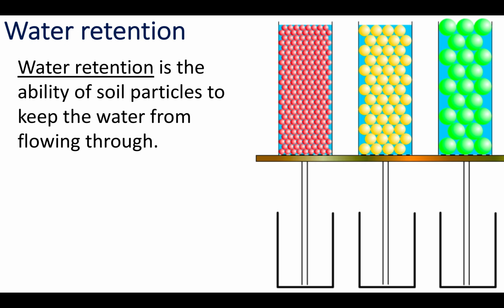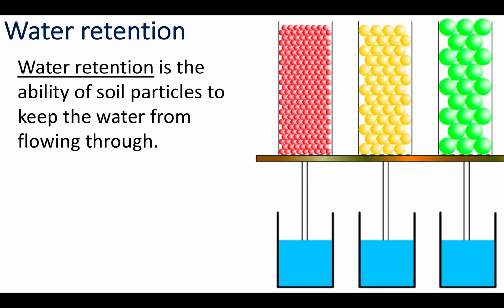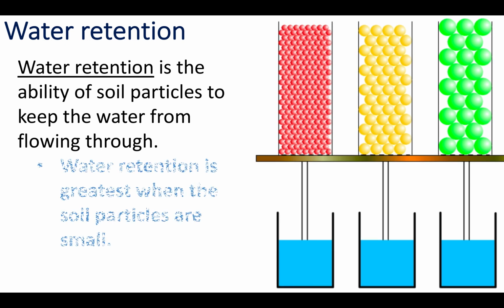So if we take a look at this animation, I want you to focus now on water retention. And specifically, I want you to focus on the first container with the red small particles. As the water flows through, it took a lot longer to go through the red small container than it did with the other sediments. That's because water retention is the greatest. You retain the most water when the soil particles are small. Those smaller particles are going to have such smaller spaces individually between each other, which is going to be harder for that water to go through, which allows for more water retention.